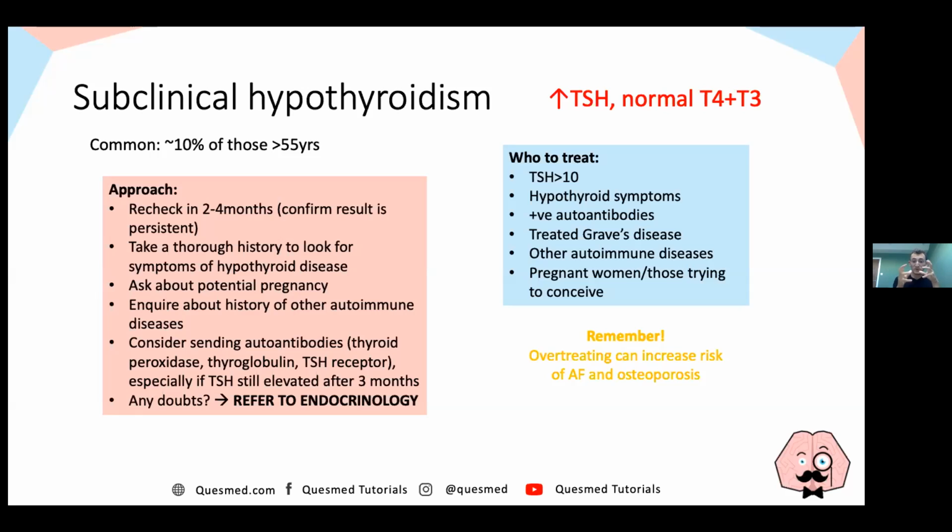And in terms of which patients to treat with levothyroxine and which ones not to treat, it's a difficult decision, and ideally it would be discussed with an endocrinologist or a specialist. But if anyone has any hypothyroid symptoms, then it's worth starting them on levothyroxine treatment. If anyone has positive autoantibodies, they should be started on treatment. If anyone's got a really high TSH, so TSH above about 10, it's worth starting on treatment. And anyone who's pregnant or trying to conceive, it's worth starting on treatment. It's just important to remember that over-treating patients can increase the risk of AF and osteoporosis, as I mentioned before.